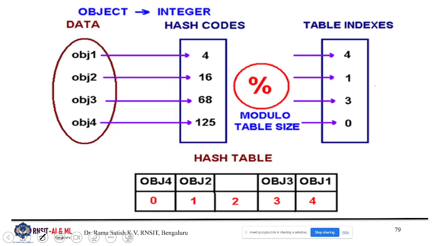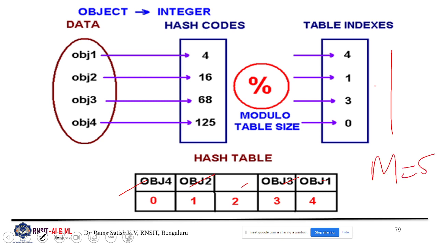And another example, this also I have already covered in the class. The total table size is 5. So table size 1, 2, 3, 4, 5. So here m is 5.